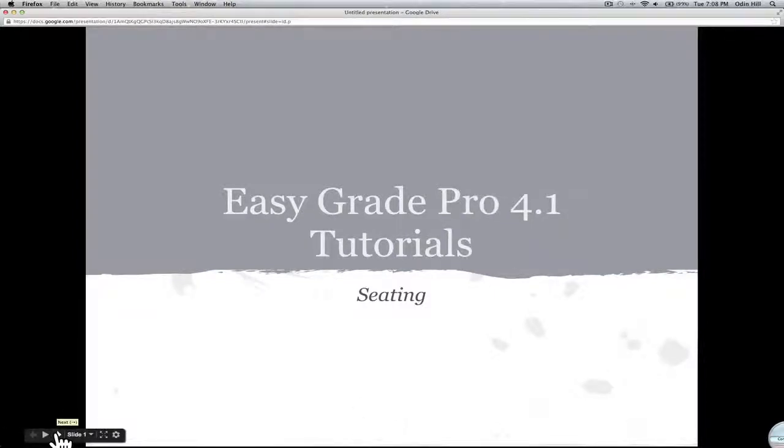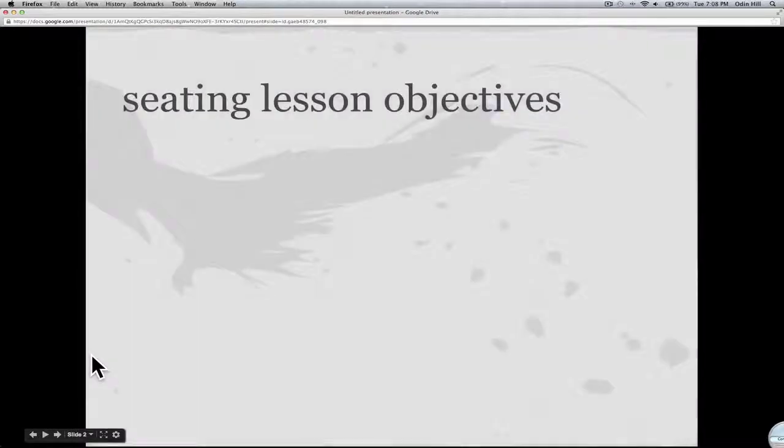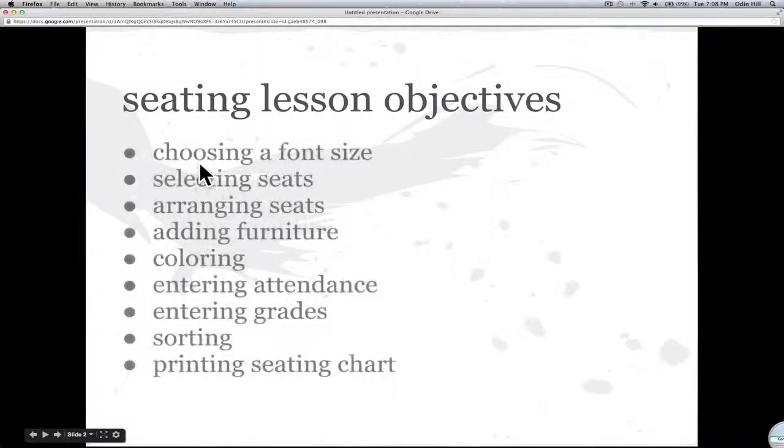Let's look at the objectives for this lesson. In this lesson we're going to cover choosing a font size, selecting seats, arranging seats, adding furniture, coloring, entering attendance, entering grades, sorting, and printing your seating charts. So let's get started.